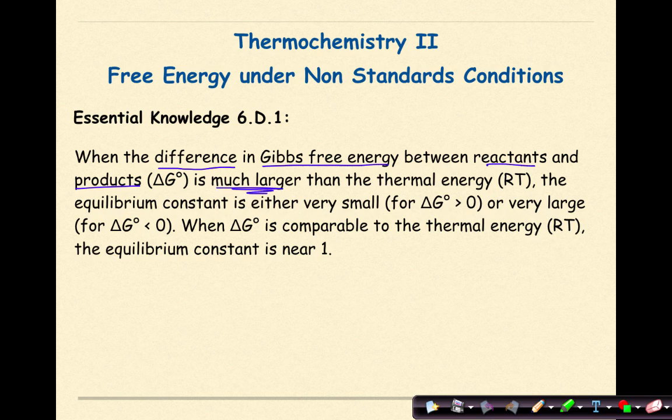much larger than the thermal energy, RT, and the equilibrium constant is either very small, so then our delta G at standard state is quite large, or very large, so our delta G at standard state is going to be less than 0. When delta G at standard state is comparable to the thermal energy RT, the equilibrium constant is near 1. So that's what we're going to be focusing on today.